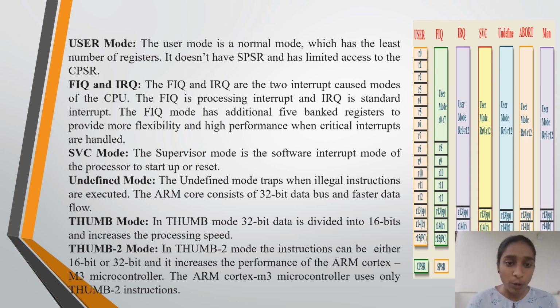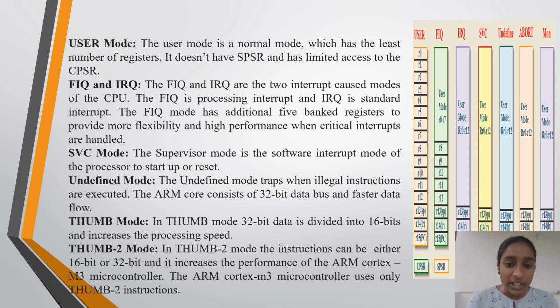Next we'll see the user mode. The user mode is a normal mode which has the least number of registers, but it doesn't have SPSR and has limited access to the CPSR. FIQ and IRQ are the two interrupt modes of the CPU. The FIQ is a fast interrupt and IRQ is a standard interrupt. The FIQ mode has an additional 5 banked registers to provide more flexibility and high performance when critical interrupts are handled.